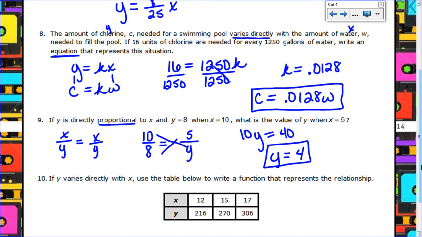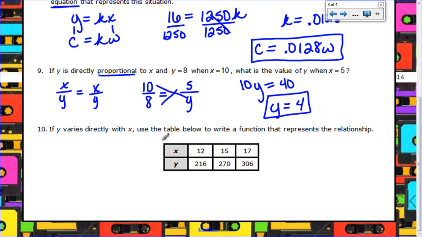So number 10, if y varies directly with x, use the table below to write a function that represents the relationship. All I have to write a function is k, which is slope. So I have to do change in y over change in x. If I do my change in my y values from 216 to 270, that's a change of 54. And my change in my x values is 3. So k is going to be 54 over 3. And if I do that math really quick, I get that k is equal to 18.